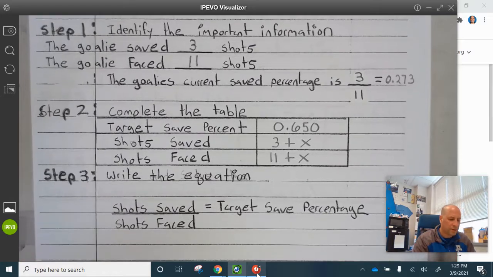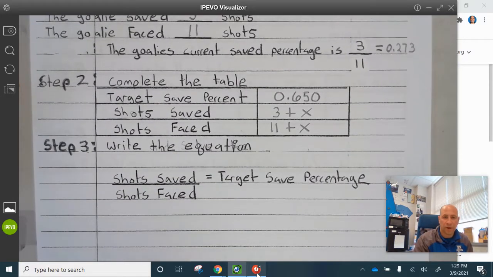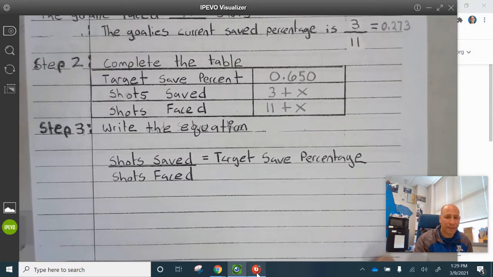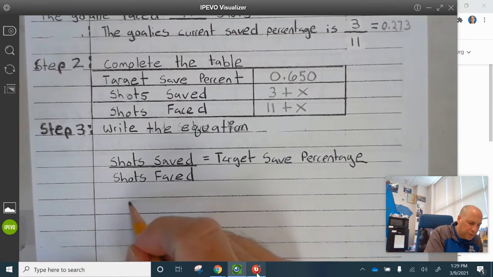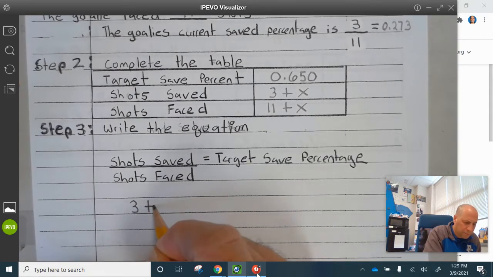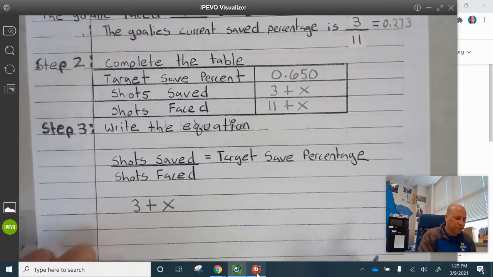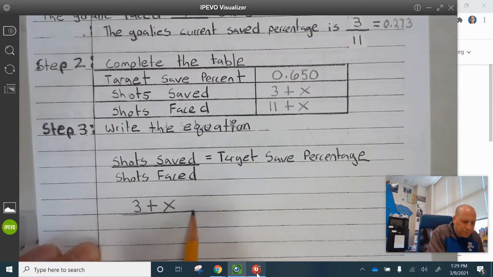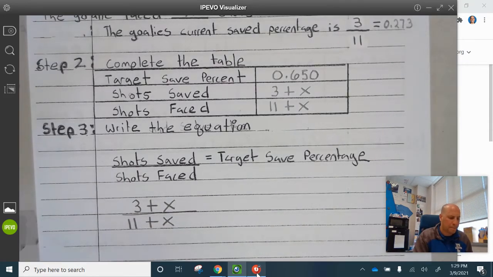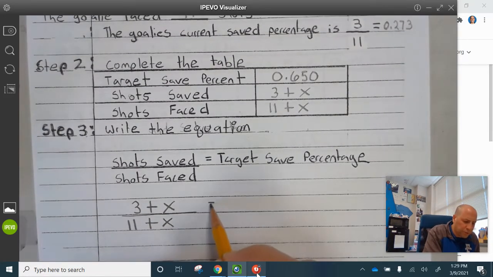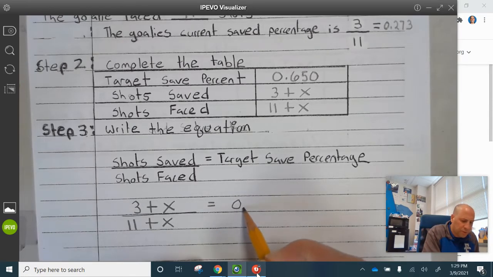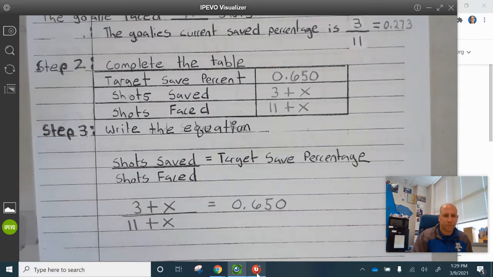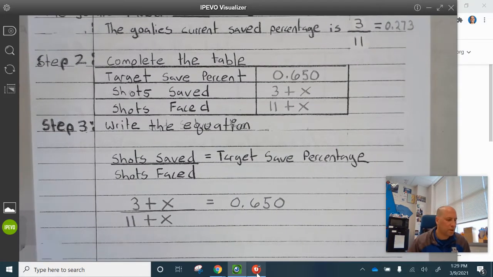So write the equation. Okay. So shots saved is 3 plus X, and the shots faced is 11 plus X. And that's equal to the target save percentage, which is 0.650. Okay, go ahead and finish up example 1.